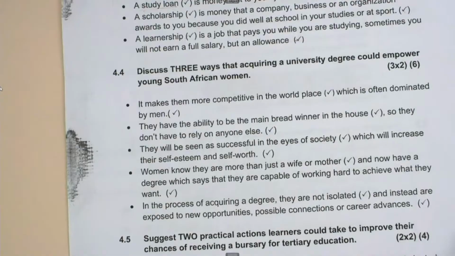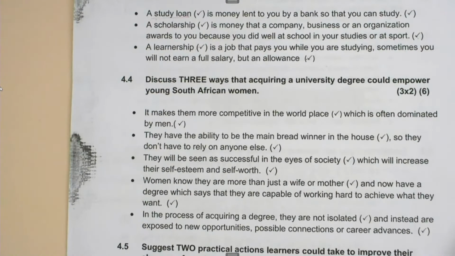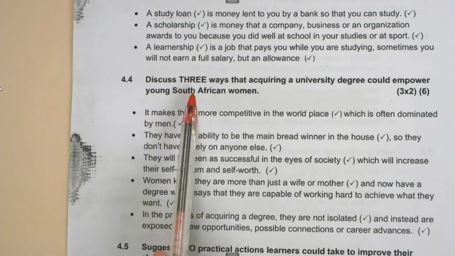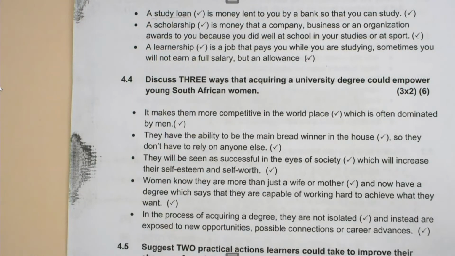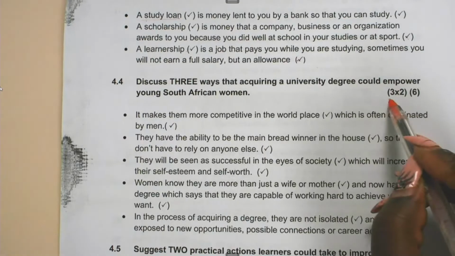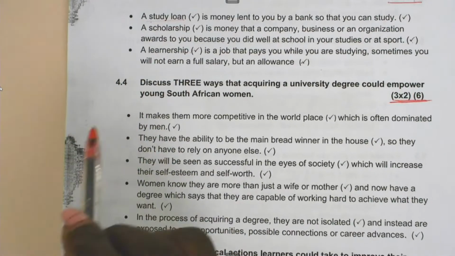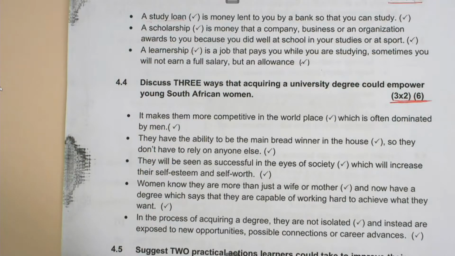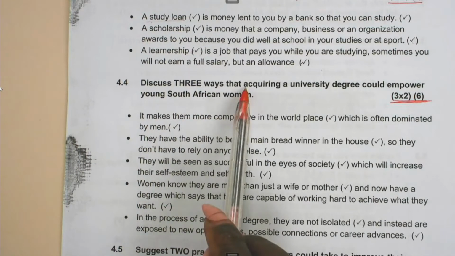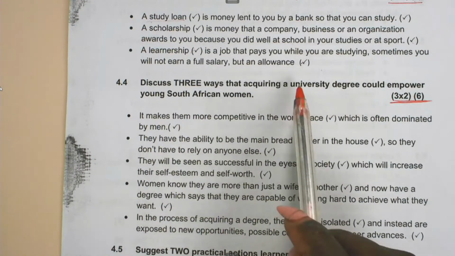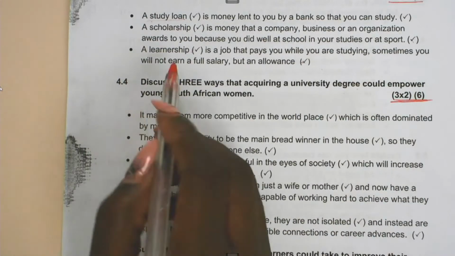The next question, I hope we are still okay, learners and colleagues. Discuss 3 ways that acquiring a university degree could empower young South African women. The question is very clear. We look at the mark allocation. I said earlier on that our learners should know how to analyze the question. We discuss 3 ways that acquiring a university degree could empower. It is clear now.